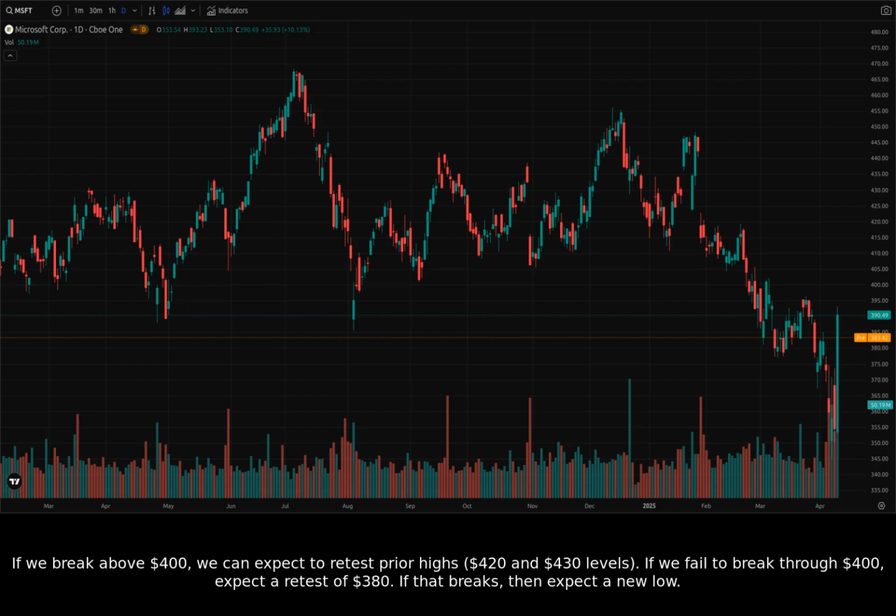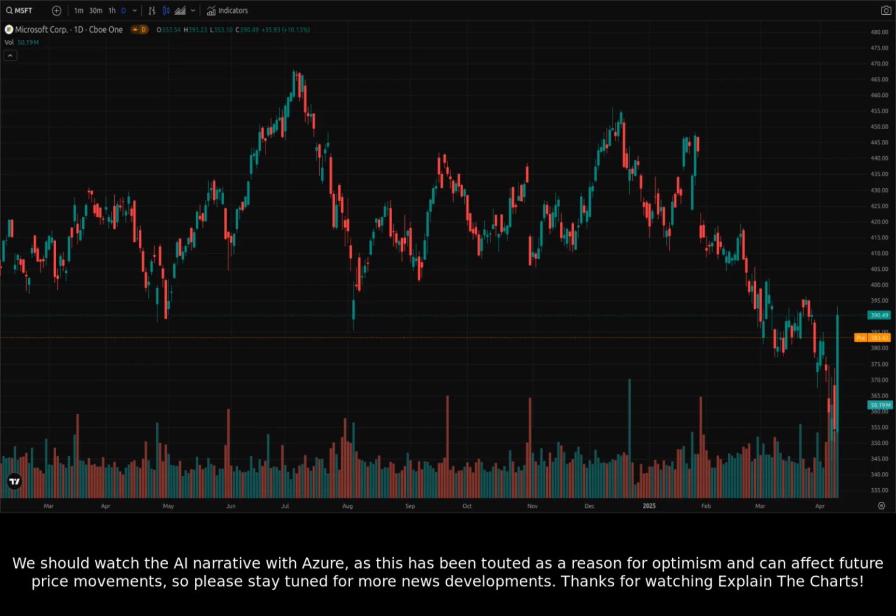If we break above $400, we can expect to retest prior highs, $420 and $430 levels. If we fail to break through $400, expect a retest of $380. If that breaks, then expect a new low. We should watch the AI narrative with Azure, as this has been touted as a reason for optimism and can affect future price movements, so please stay tuned for more news developments.